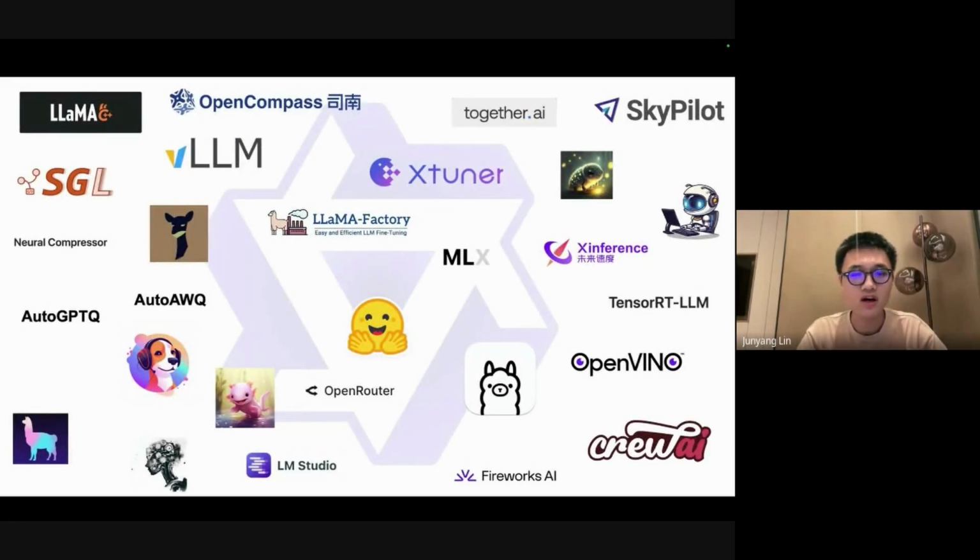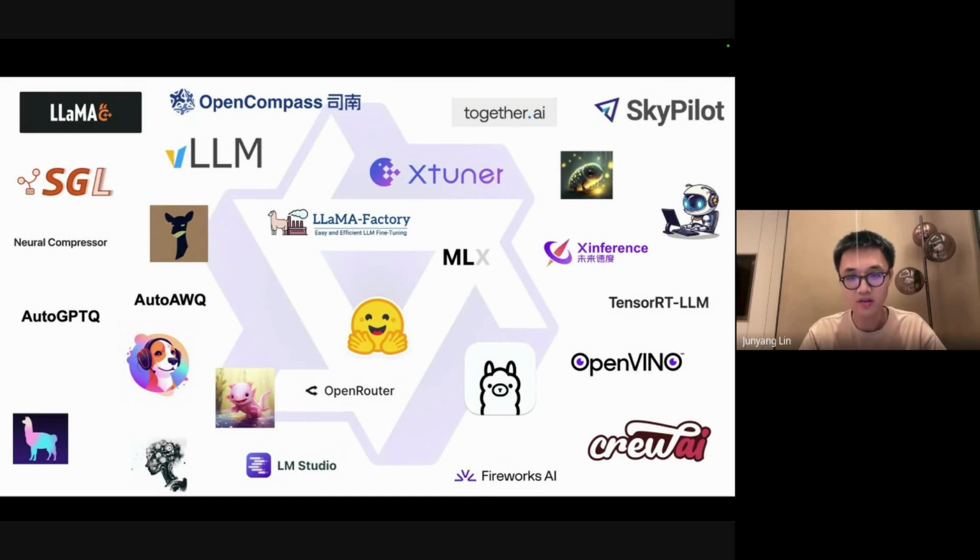We have a lot of friends in the community. They are supporting us, helping people to use it. In Hugging Face, we have our code merged. You can use it in Hugging Face directly, and you can use it with vLLM for your deployment, and you can use Llama Factory and also Axolotl to train it. And if you are using Mac, you can use MLX, and for LM Studio, you can use it there.